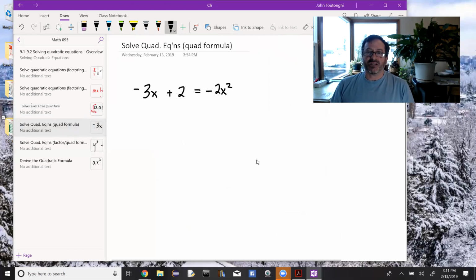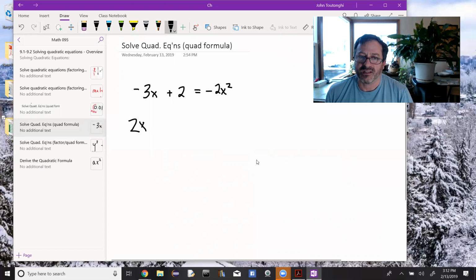Negative 3x plus 2 equals negative 2x squared. Again, I have a non-perfect square because it's quadratic, I have an x squared, and then I have a negative 3x term here. I need to put this in standard form, which means setting it equal to 0. I want to move the 2x squared to the left side so that it becomes a positive 2x squared. I always want to keep my a coefficient, the coefficient of x squared, positive. 2x squared minus 3x plus 2 equals 0.